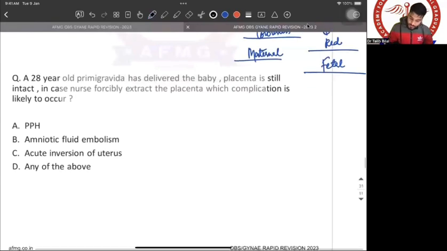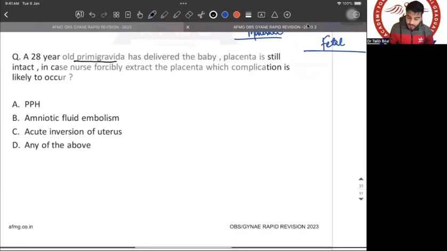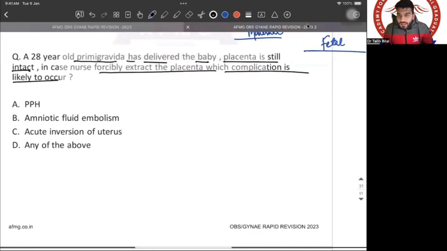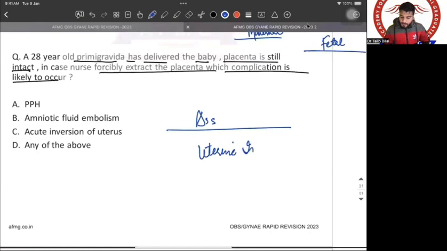Okay, now the next question, guys. A 28-year-old primary gravida, very good question, guys. A 28-year-old primary gravida has delivered the baby. Placenta is still intact. In case the nurse forcibly extracts the placenta, which complication is likely to occur? Okay, guys, so the nurse has forcibly extracted the placenta. So what will happen? Along with the placenta, there will be an upside down of the uterus. The uterus will come into the fundus cavity. That condition is called, the diagnosis is, very good, guys, uterine inversion.